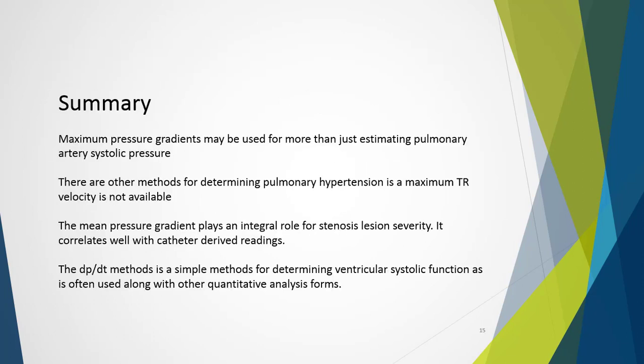In summary, maximum pressure gradients may be used for more than just estimating pulmonary artery systolic pressure. There are other methods for determining pulmonary hypertension other than just tricuspid regurgitation, and these can be effective when the signal is not available. The mean pressure gradient plays an integral role for stenosis lesion severity. It correlates very well with catheter-derived measurements. And the dP/dt method is a simple way of determining LV systolic function or RV systolic function, and is used along with other quantitative analysis forms.